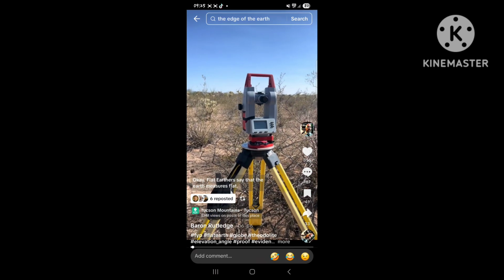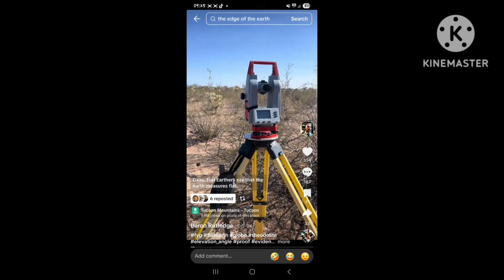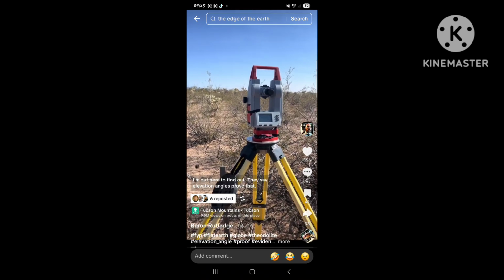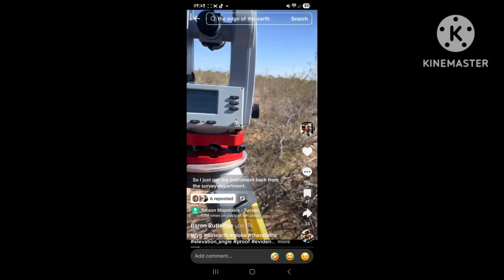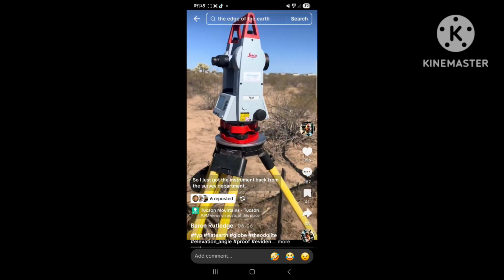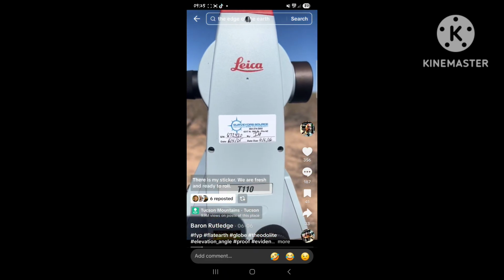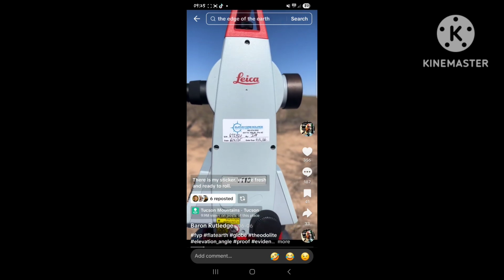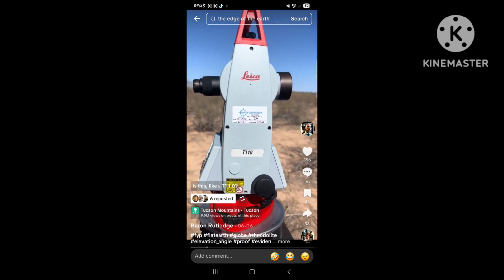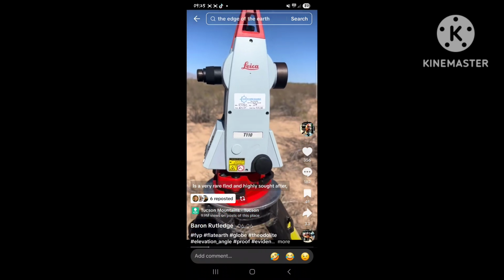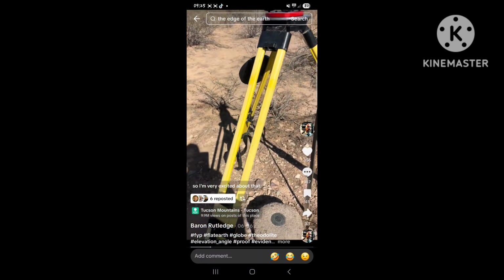Okay, flat earthers say that the Earth measures flat. I'm out here to find out. They say elevation angles prove that. So I just got the instrument back from the survey department. There is my sticker. We are fresh and ready to roll. From what I understand, this Leica T110 is a very rare find and highly sought after. So I'm very excited about that.